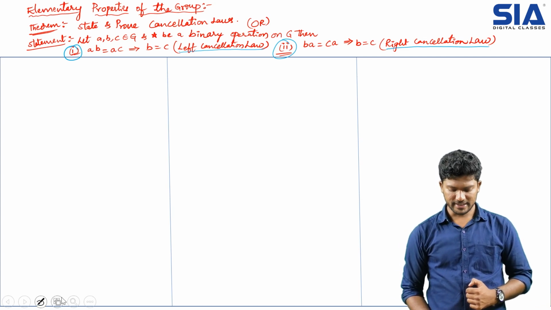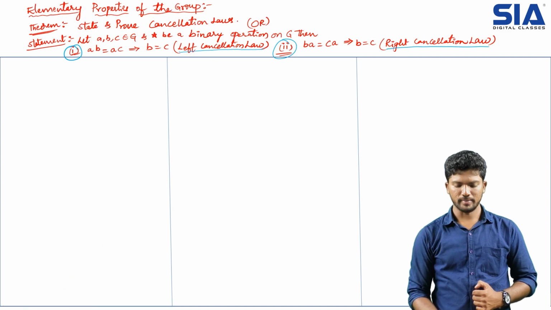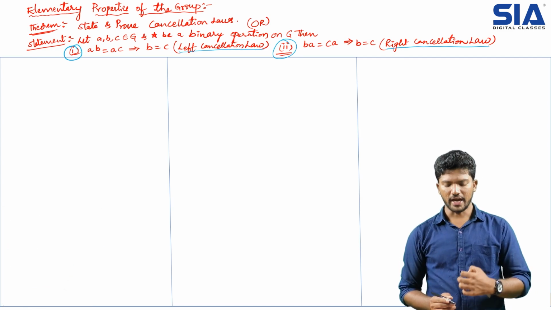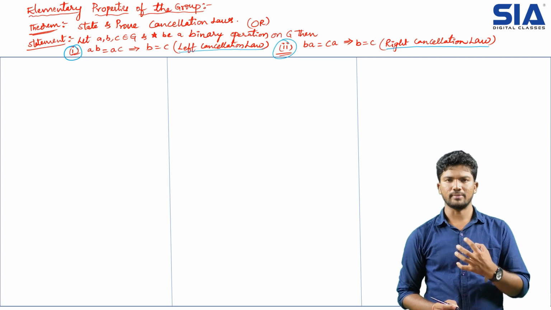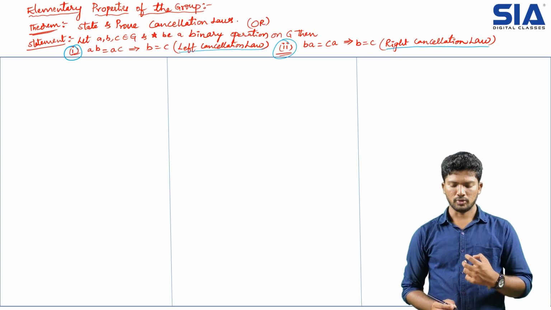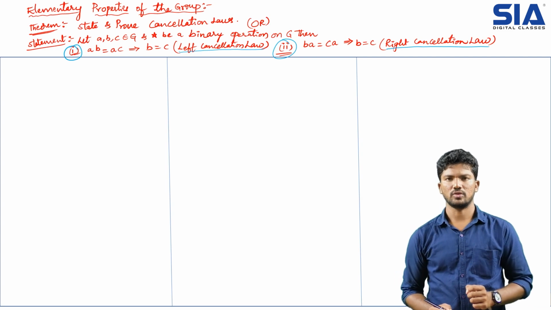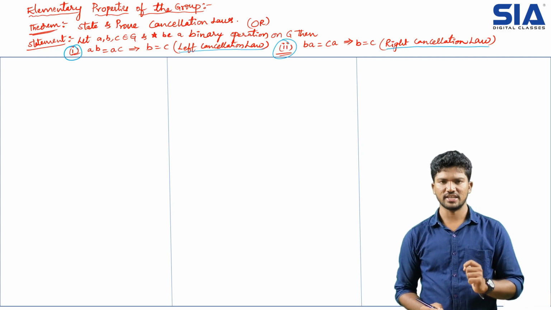Or else in the examination, they also ask in this format: let a, b, c belong to capital G and star be the binary operation on capital G. Then prove the left cancellation law, and prove the right cancellation law. These two are the cancellation laws.